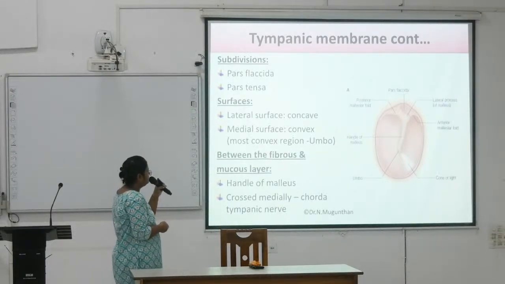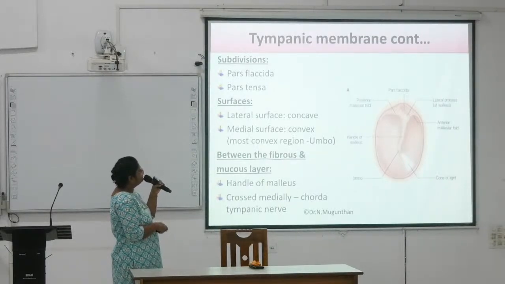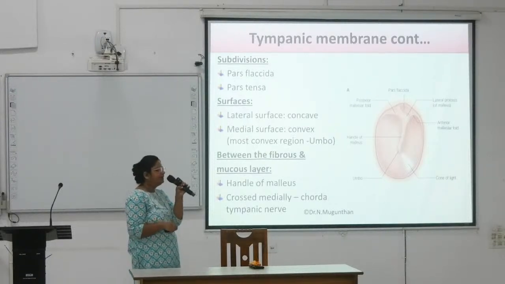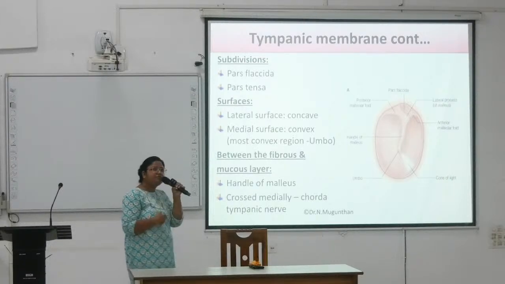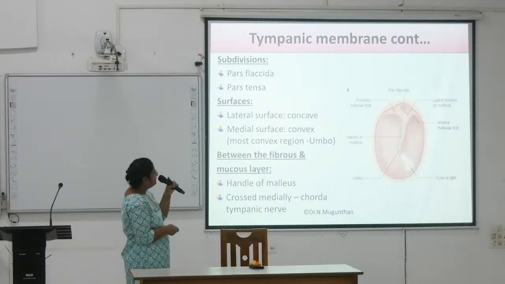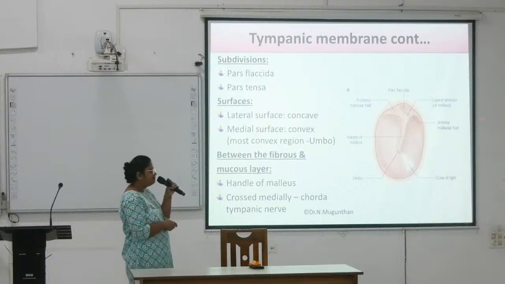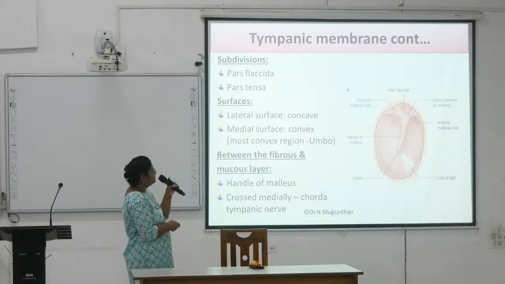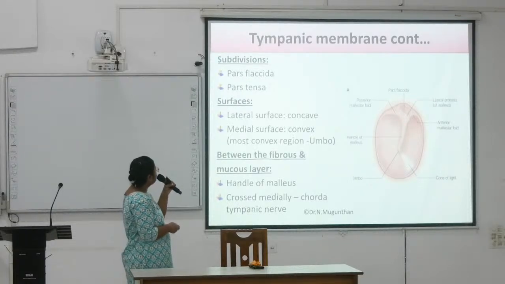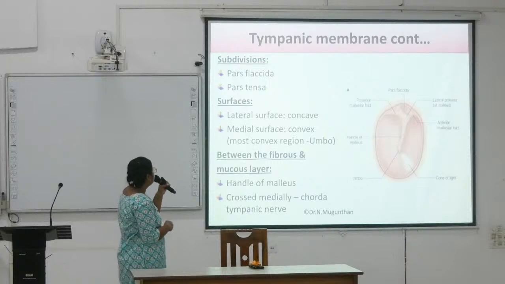So what are the subdivisions? You practice a schematic diagram of the tympanic membrane like this. If it comes as a long question, you have to draw a diagram. The subdivision has two parts, pars flaccida and pars tensa. The upper small part above the handle of the malleus, above the anterior and posterior malleolar folds that attach to the lateral process of the malleus, is known as pars flaccida, and the part below it forms the pars tensa.